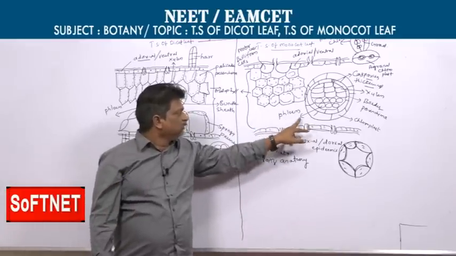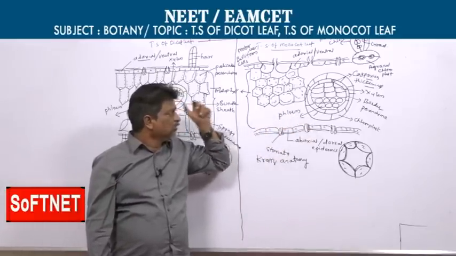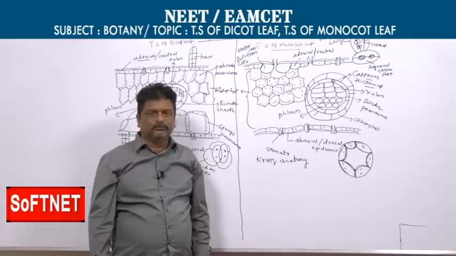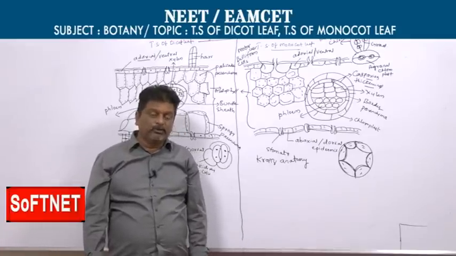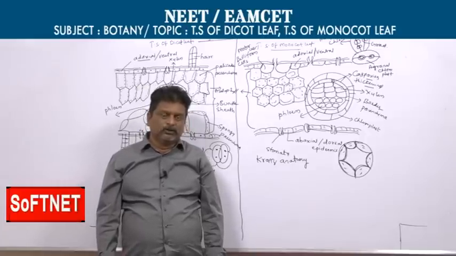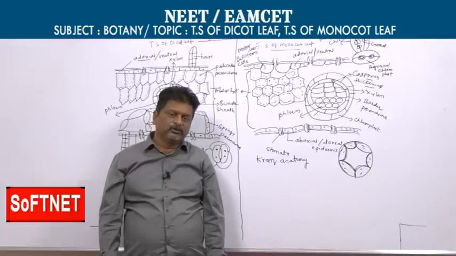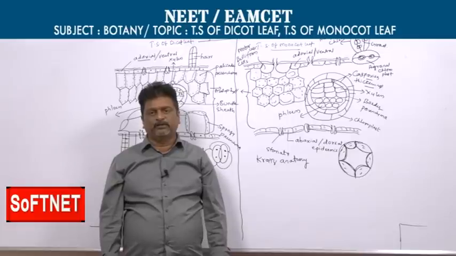In grass, the monocot leaf, mesophyll is undifferentiated, with no palisade and spongy tissue, and the entire mesophyll contains an equal number of chloroplasts. So the grass leaf is the same on both sides, so it is called an isobilateral leaf.